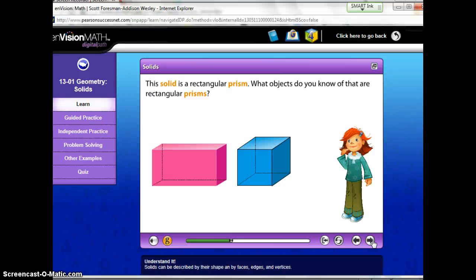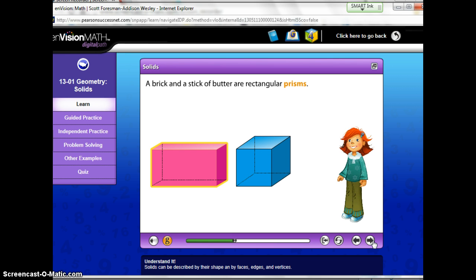Rectangles. So you have 2 different types of faces. That's correct. A brick, a stick of butter. Those are examples of rectangular prisms. Can you think of anything else?